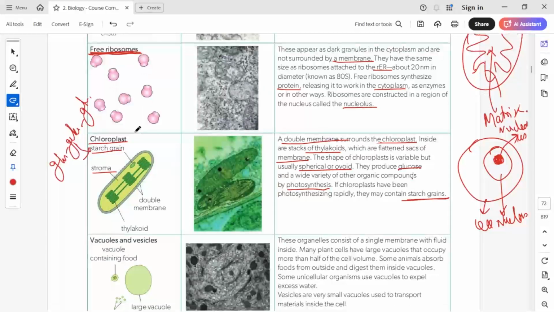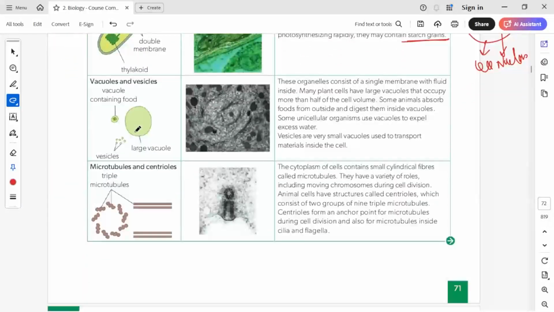Coming to the next one, vacuoles and vesicles. Vacuoles contain food, and this is a large vacuole, this is a small vacuole, and the even smaller ones are called vesicles. They are very small, single layered organelles, which are called vesicles. The larger ones are called vacuoles.